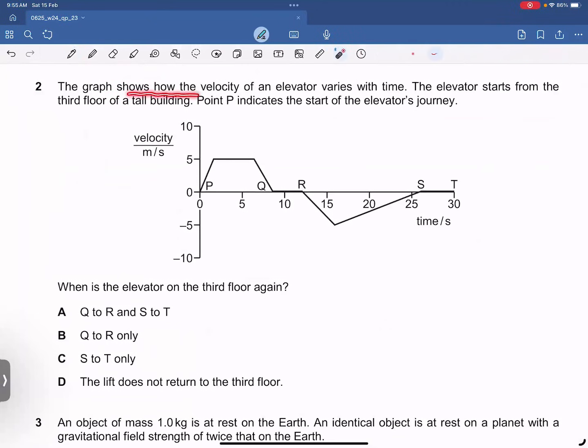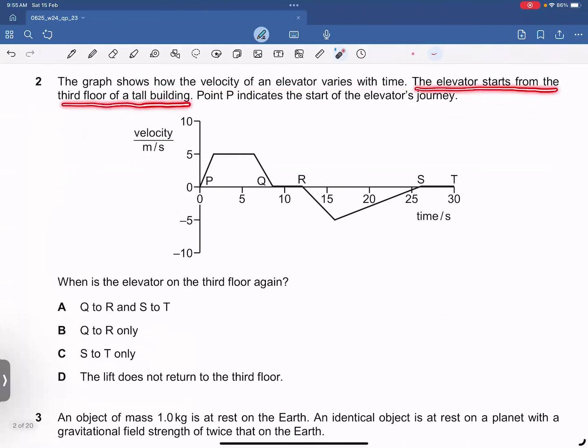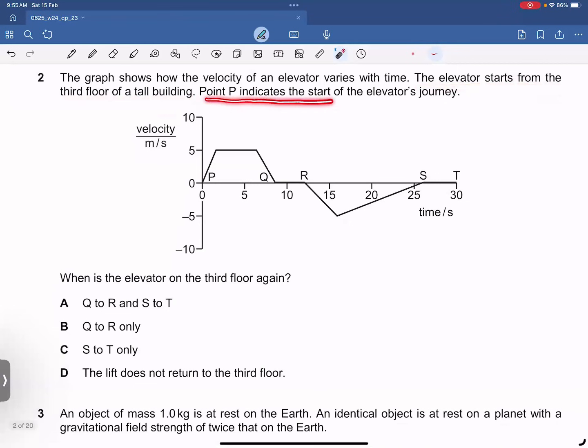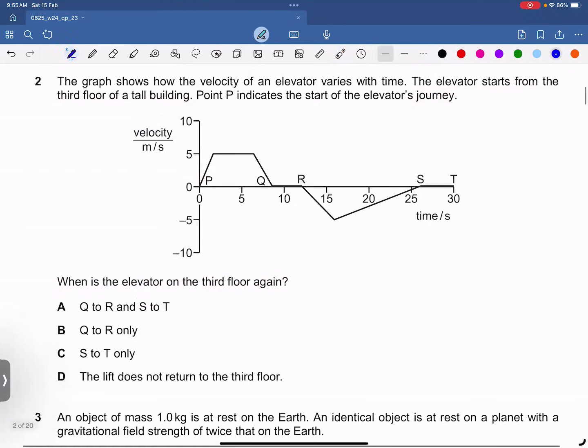The diagram shows how velocity of an elevator varies with the time. Elevator starts from the 3rd floor of a tall building. The point P indicates the start of the elevator's journey. When is the elevator on the 3rd floor again? So let's assume this question. Over here, you were at 3rd floor at this point. Now here, you are covering certain distance. Positive velocity means you are going up. So you were here at 3rd floor. You cover certain distance upwards.